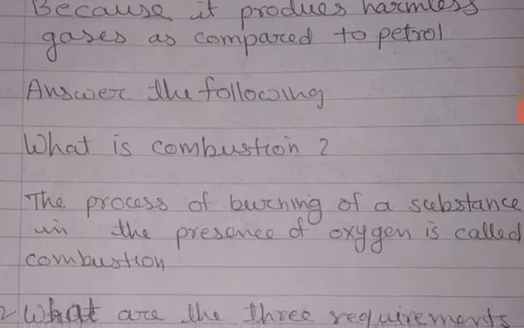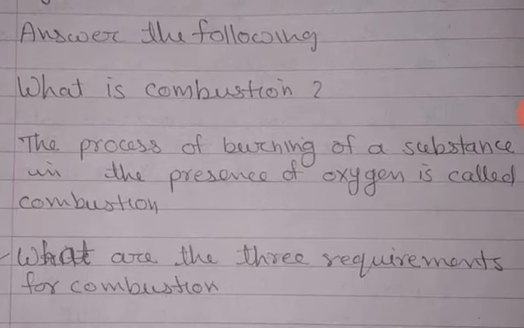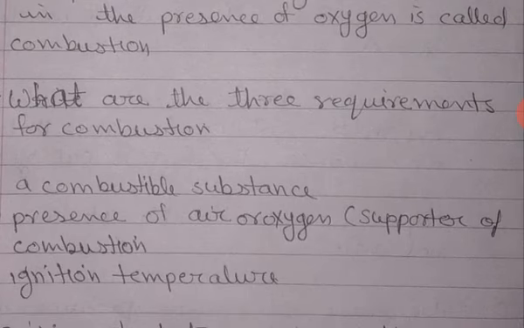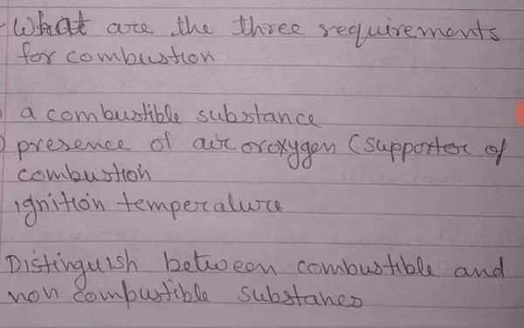Answer the following questions. And the first is what is combustion? The process of burning of a substance in the presence of oxygen is called combustion. Second, what are the three requirements for combustion? And the answer is a combustible substance, presence of air or oxygen that is supporter of combustion, and the third is ignition temperature.